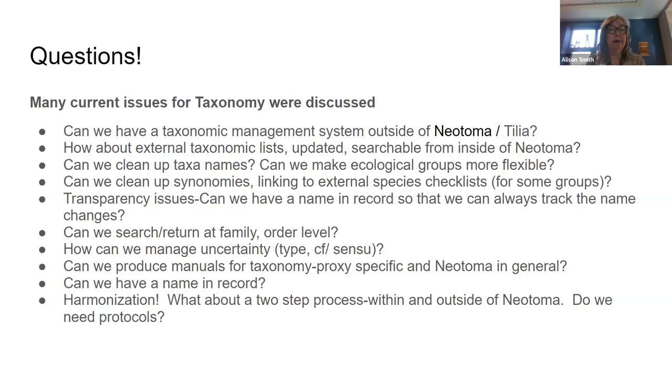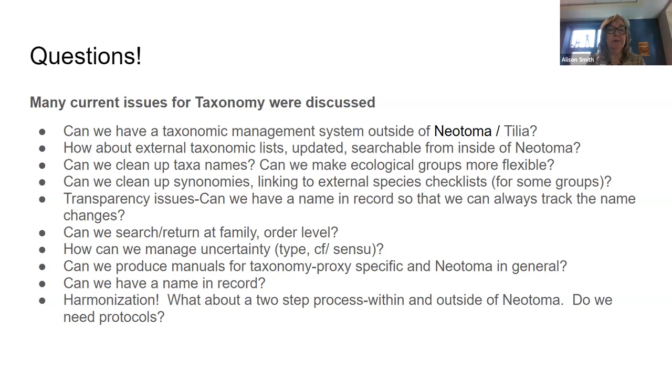A plaintive cry for, can we clean up the taxa names? Can we make ecological groups more flexible? Some view ecological groups as needing more options, having more pull down menus available. Others perhaps view ecological groups as, why don't we just remove them? There's a lot of talk in there, but having perhaps a more flexible approach. And then the synonymies. Can we clean up the synonymies and link to external species checklists for some groups? And that raised a discussion on transparency.